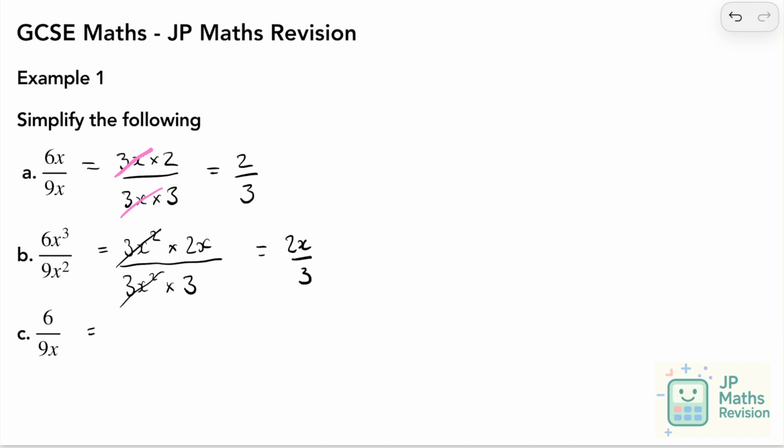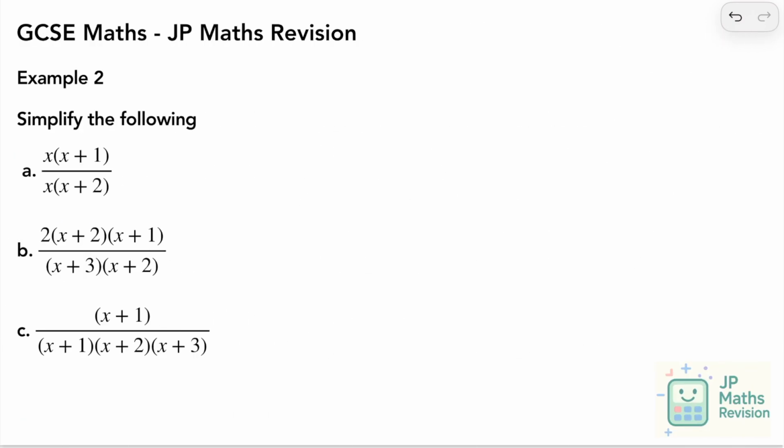This one on the bottom, the common factor of the numerator and the denominator is just 3. So the numerator I'm going to write as 3 times 2, and the denominator I'm going to write as 3 times 3x. Then I notice there's a 3 on the top and the bottom, so I can cancel out the 3, and I'm just left with 2 over 3x.